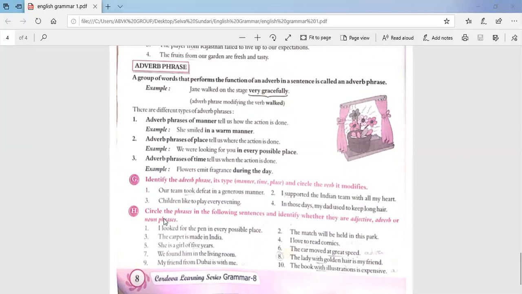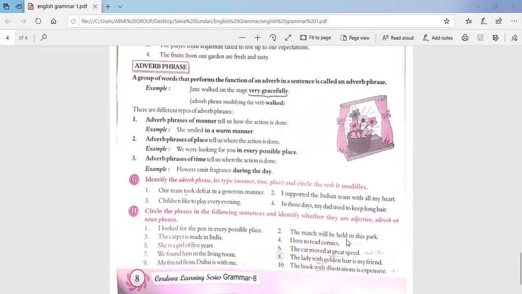The next one is: circle the phrases in the following sentences and identify whether they are adjective, adverb, or noun phrases. I looked for the pen in every possible place. So looked for, in every possible place. That is place, so that is an adverbial phrase of place.